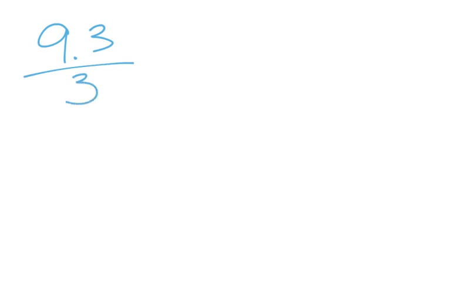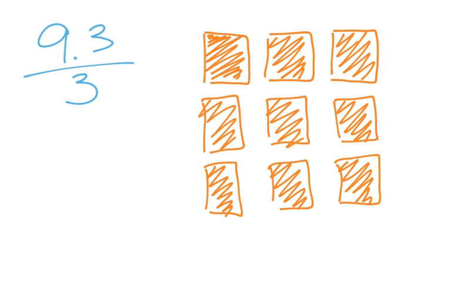What this is really saying is that I have 9 wholes and 3/10. There are my 9 wholes and there are my 3/10. And I want to break them up into 3 equal groups. So my divisor could mean either I want to break them up into 3 equal groups, or I want to break them up into groups of 3. Kind of depends on the context.